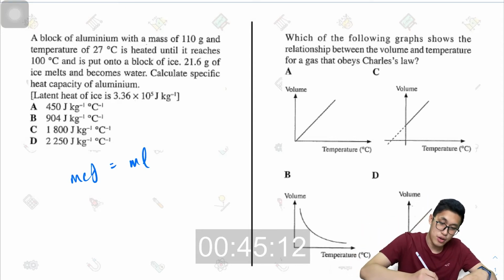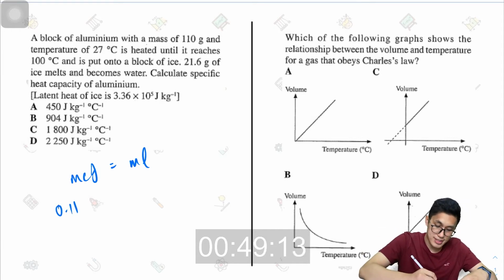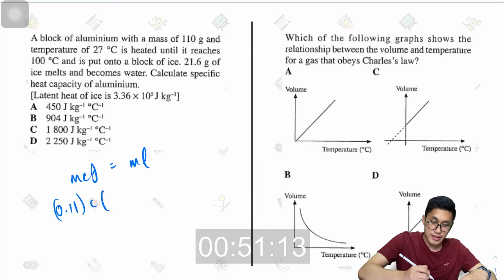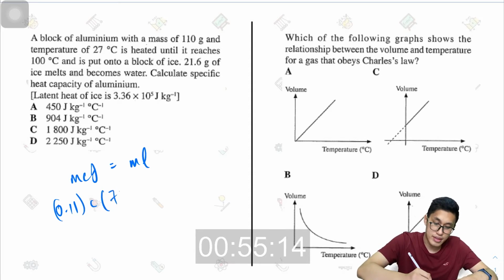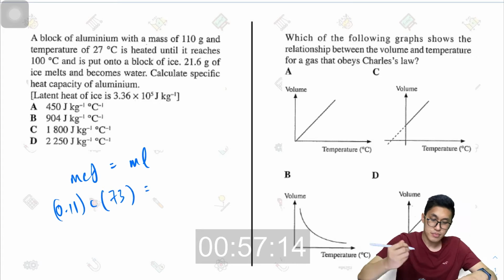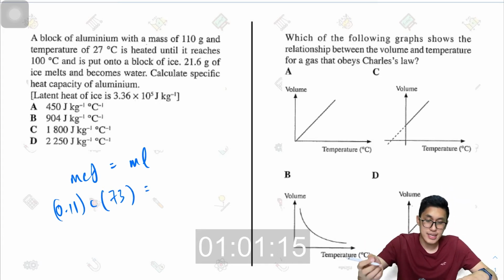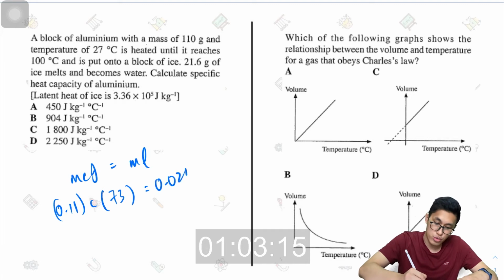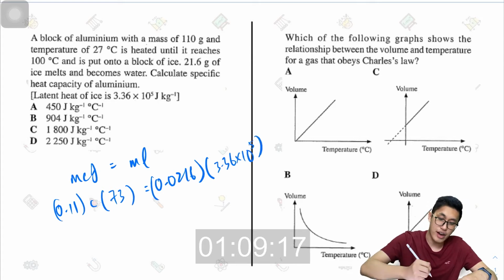So the mass of aluminium here will be 0.11. We want it in kg. c is what we're trying to find. θ, the temperature difference from 27 to 100, that will be 73 degrees of difference, is equal to the mass of ice block, so 21.6, that would be 0.0216 multiplied by the latent heat of ice, which is given 3.36 times 10 to the power of 5.